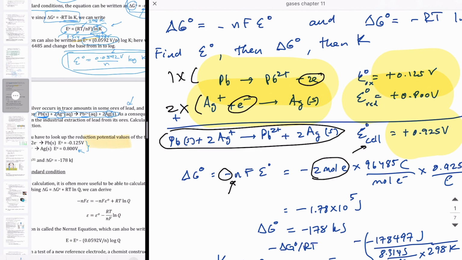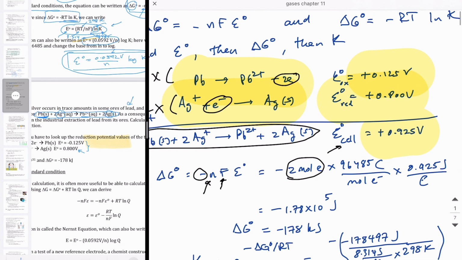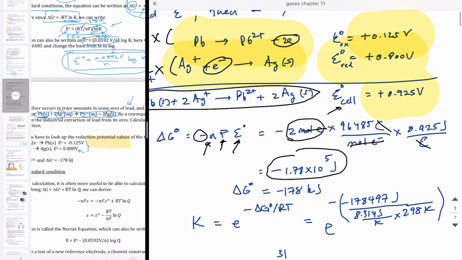The equation itself has a negative in front of it, right? Delta G standard is negative nFE standard. So negative 2 times Faraday's constant, which is 96,485, times the actual voltage, 0.925 volt, that being joules per coulomb. If you work out the units here, coulombs cancel, so in the end you just get joules. And the answer is a negative number, negative 1.78 times 10 to the 5th joules, which I just converted to kilojoules, so it's negative 178 kilojoules.